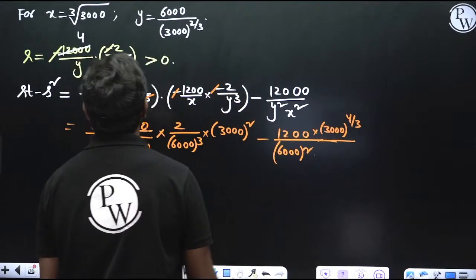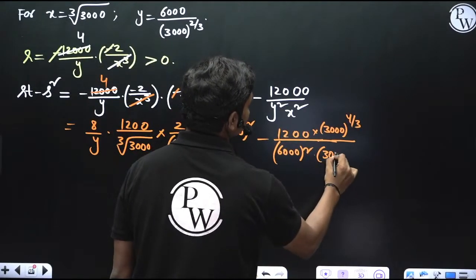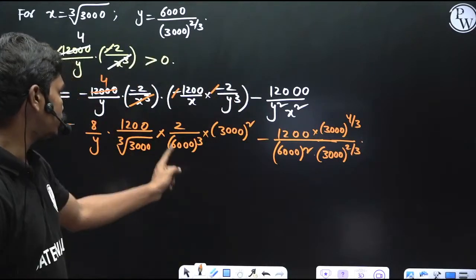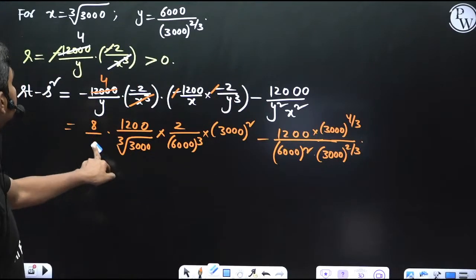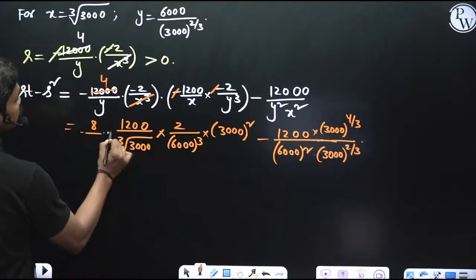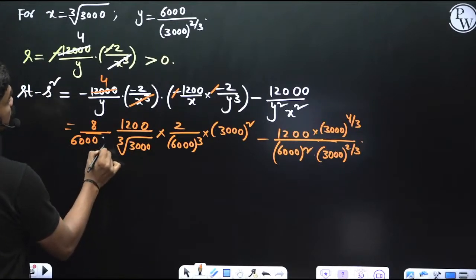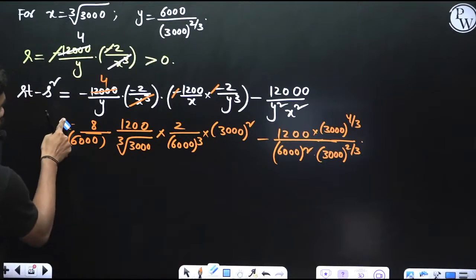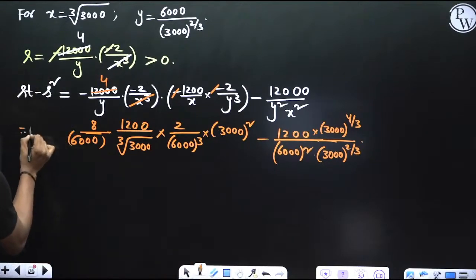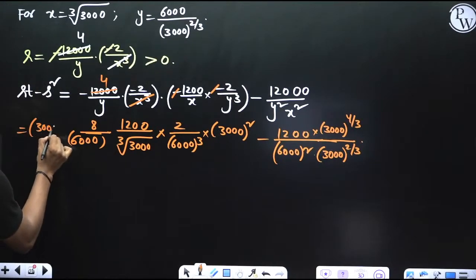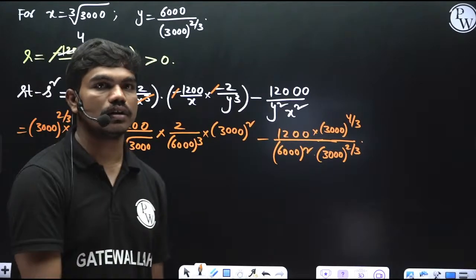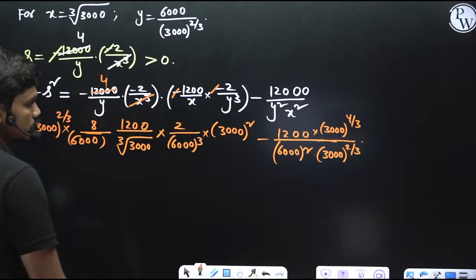So what is the x square term? 3000 whole power 2 by 3 is the x square term. We have to figure out whether this value is positive when you replace y also. This y you can replace with 6000 into 3000 whole power 2 by 3 again. It's a slightly lengthy question. Maybe it's a very old question from a conventional GATE paper from a long time back. So let's try to simplify this expression.